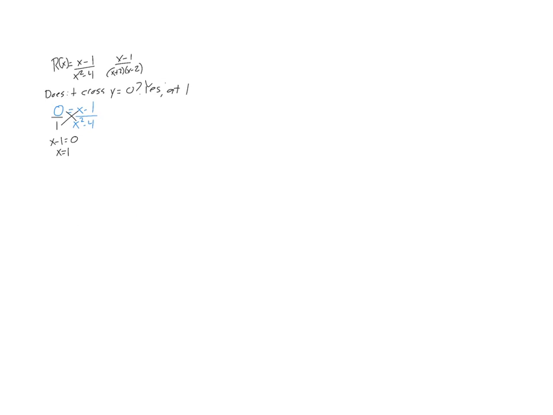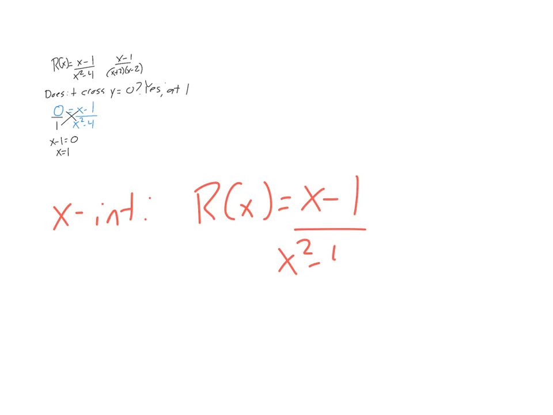Okay, so now that we found that it crosses the horizontal asymptote, the next order of business is to find any x-intercepts. So, x-intercepts happen when y is 0. Well, that sounds familiar. r of x equals (x minus 1) over (x squared minus 4). I plug in 0 for y. And this is (x minus 1) over (x squared minus 4).